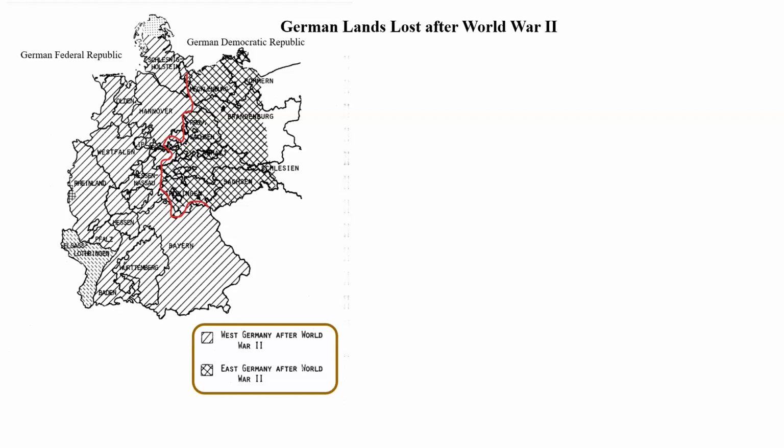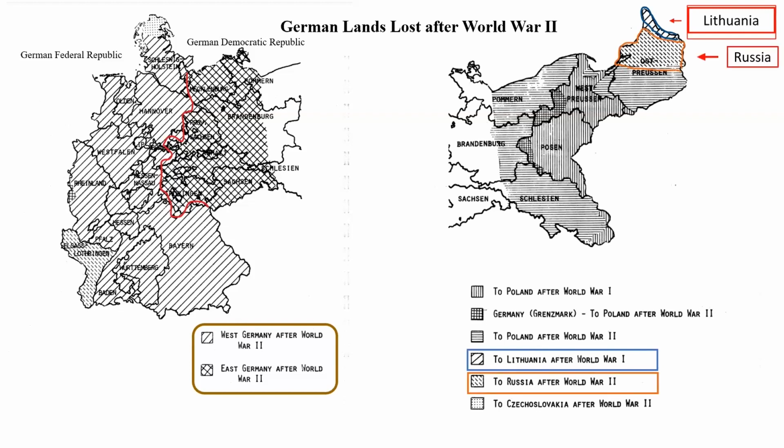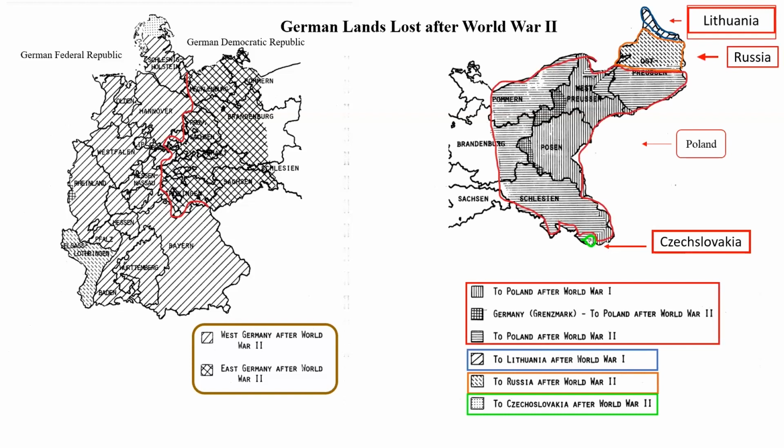In the eastern area of the German Empire, the area of East Prussia that went to Lithuania after World War I remained with Lithuania after World War II. The central area of East Prussia was lost to Russia and is now called Kaliningrad, which is the Russian name for Königsberg. The small area of the southwest part of the Prussian province of Schlesien was lost to the country that is now called the Czech Republic. The rest of this eastern area was lost to Poland.